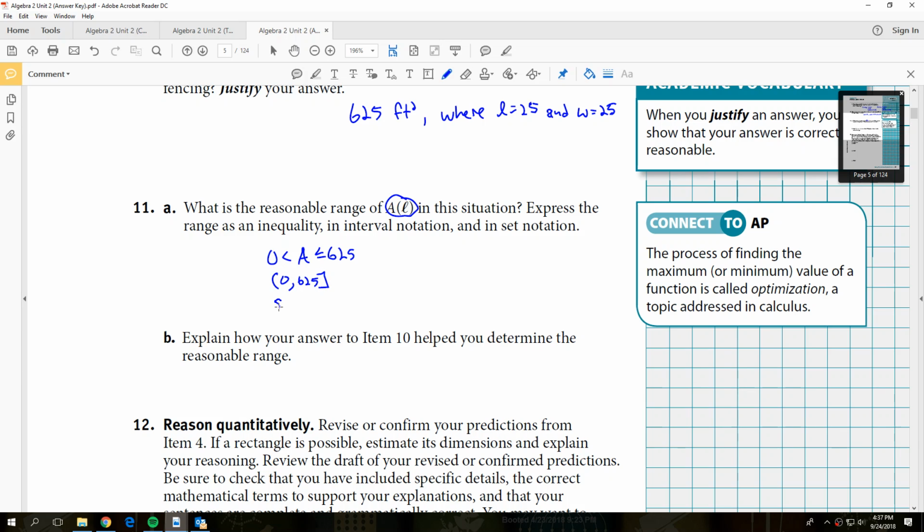And then finally, set builder: we've got A, the set of A such that A is an element of all the real numbers, again, because it could be decimals and all kinds of stuff, where A is between 0, not including 0, and 625 inclusive. Like so.